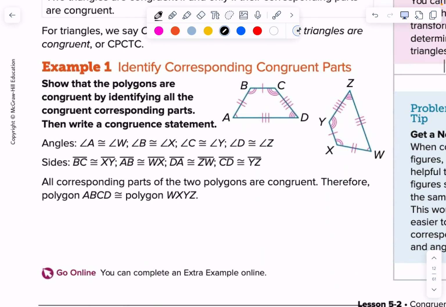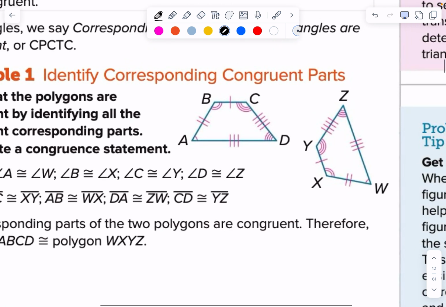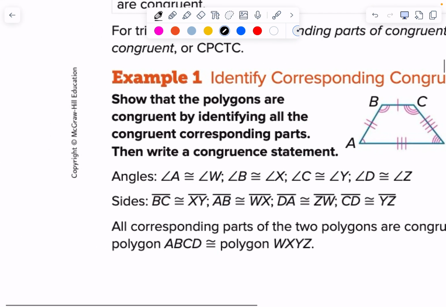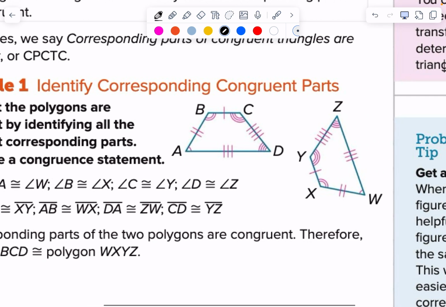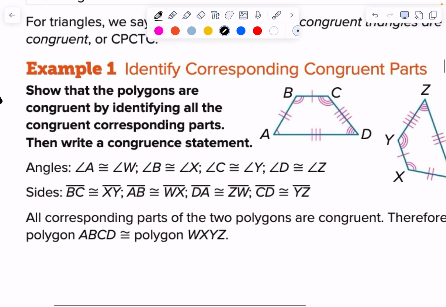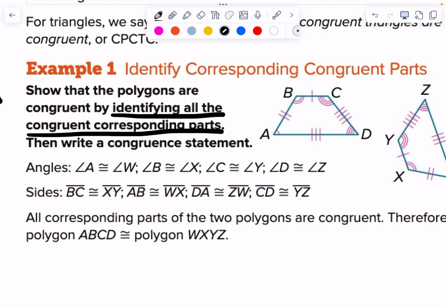Go to example 1. Identify. This, you're going to hate this part. This is number 2 on your homework assignment, by the way. Example 1 corresponds to number 2 on your homework assignment. This is how you do number 2. Ready? Identify the corresponding parts. It says, show that the polygons are congruent by identifying all congruent corresponding parts. Then write a congruence statement.